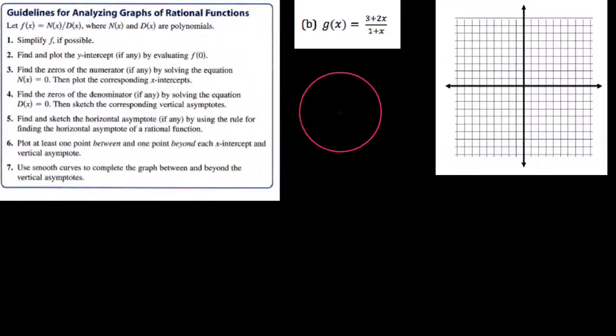So let's go ahead and take a look at this other one really quickly, g of x. We're going to go a lot faster on this one. So starting with the first thing, we need to factor the top and the bottom. This is already about as factored as you're going to get. So essentially, I noticed that nothing cancels out. So we're simplified. Okay, check. The next thing we want to do is find the y-intercept.